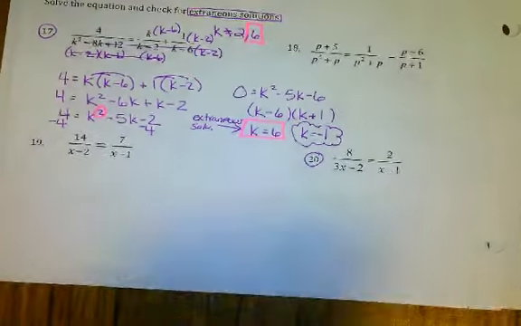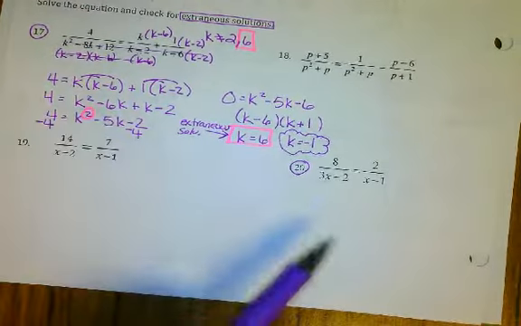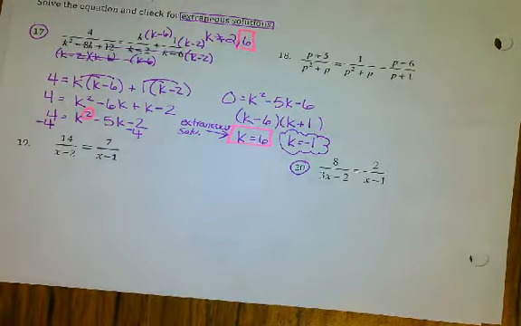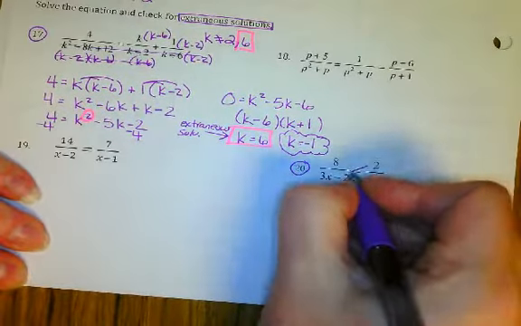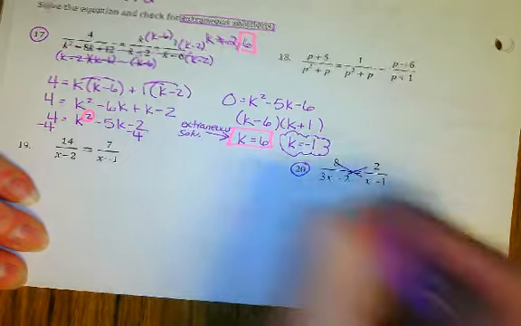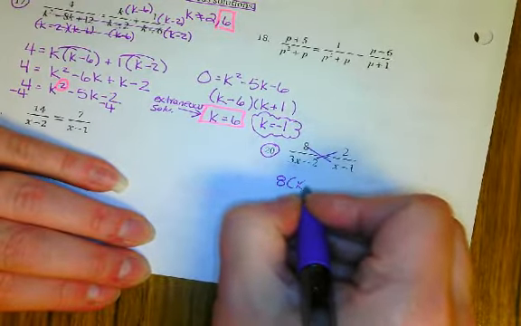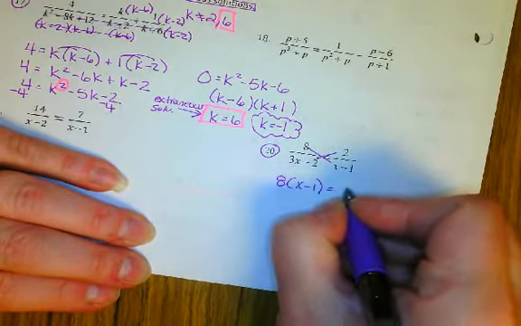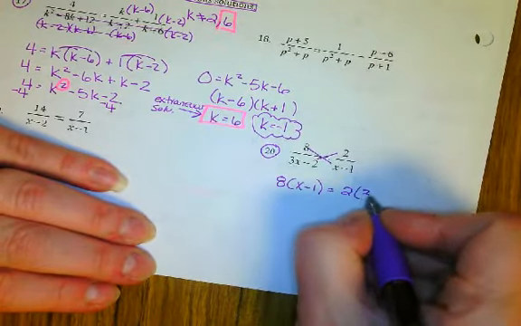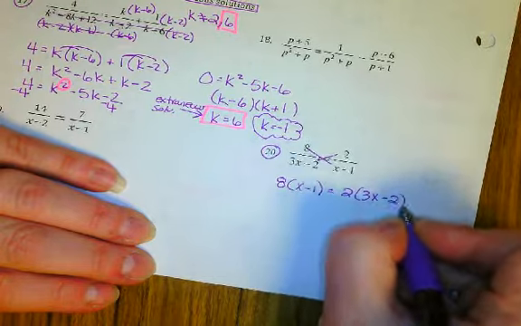Okay, so this is where you find the common denominator. But on 20, you cross multiply. And remember, if you were in my class, we actually practiced that in deciding how we're going to solve them. So I'm going to cross multiply that. So that gives me 8 times x minus 1 equals 2 times 3x minus 2.